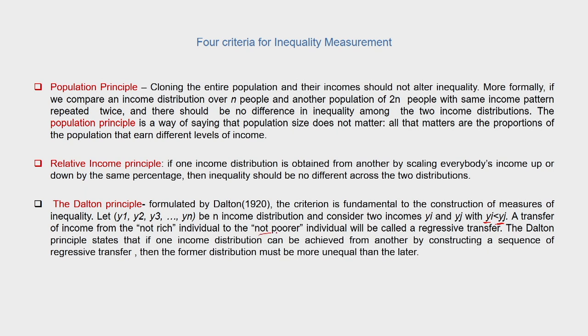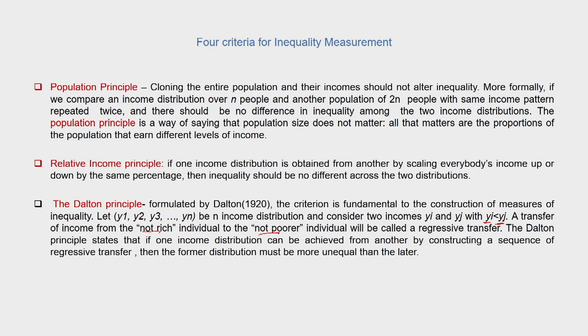Notice the usage of the terms not poorer and not rich instead of using the terms poor and rich for these two here, because largely when we are looking at distribution of incomes, or when we are examining the issue of inequality, we are mostly using relative income rather than absolute incomes, and therefore the usage of the terms not so rich or not so poor and so on and so forth. So, here when a transfer of income takes place from the not rich individual to the not poorer individual, it will be called a regressive transfer.